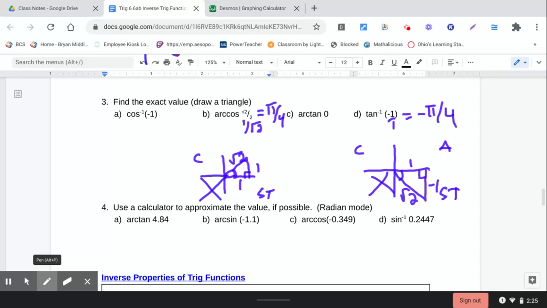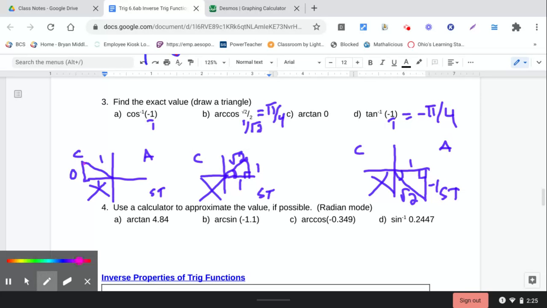Okay, let's go back to A. So we're going to draw this triangle, never in quadrant 3. We're thinking about CAST because these are inverses. Inverse cosine of negative 1. That's a negative value and it's cosine, so it needs to be over here in this quadrant. So we have adjacent and hypotenuse. Now, we don't recognize that one, but if we use the Pythagorean theorem, we can see that this side is 0. So what this means is these two sides of the triangle are the same and this side's 0. So we're actually smashed all the way over here. And our answer is pi.